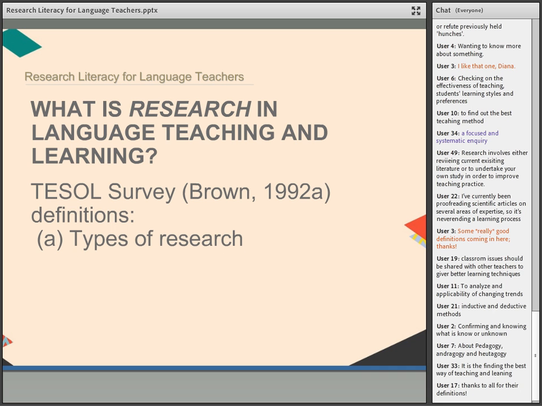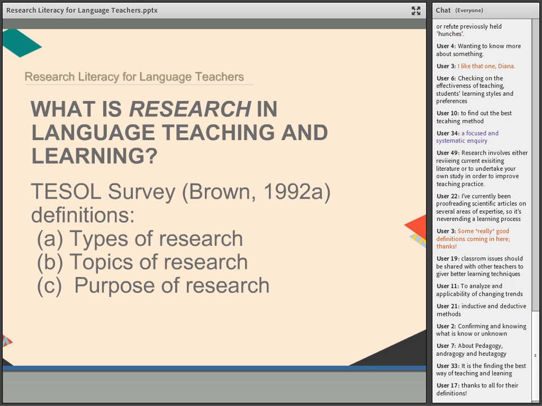We also have definitions of research coming from teachers that are about the topics of research. And so you might see definitions on things like my classroom problems and how to solve them, or language testing, or curriculum development, or those sorts of topical definitions of research.